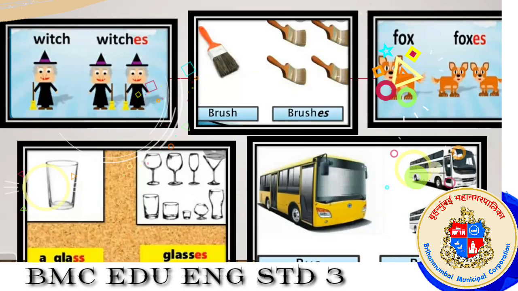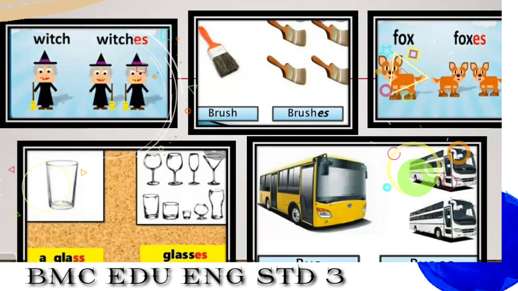In third picture, fox. It is ending with X, F-O-X, fox. So it is ending with which letter? X. It means to make its plural, what we have to do? We have to add ES. So it will become foxes.